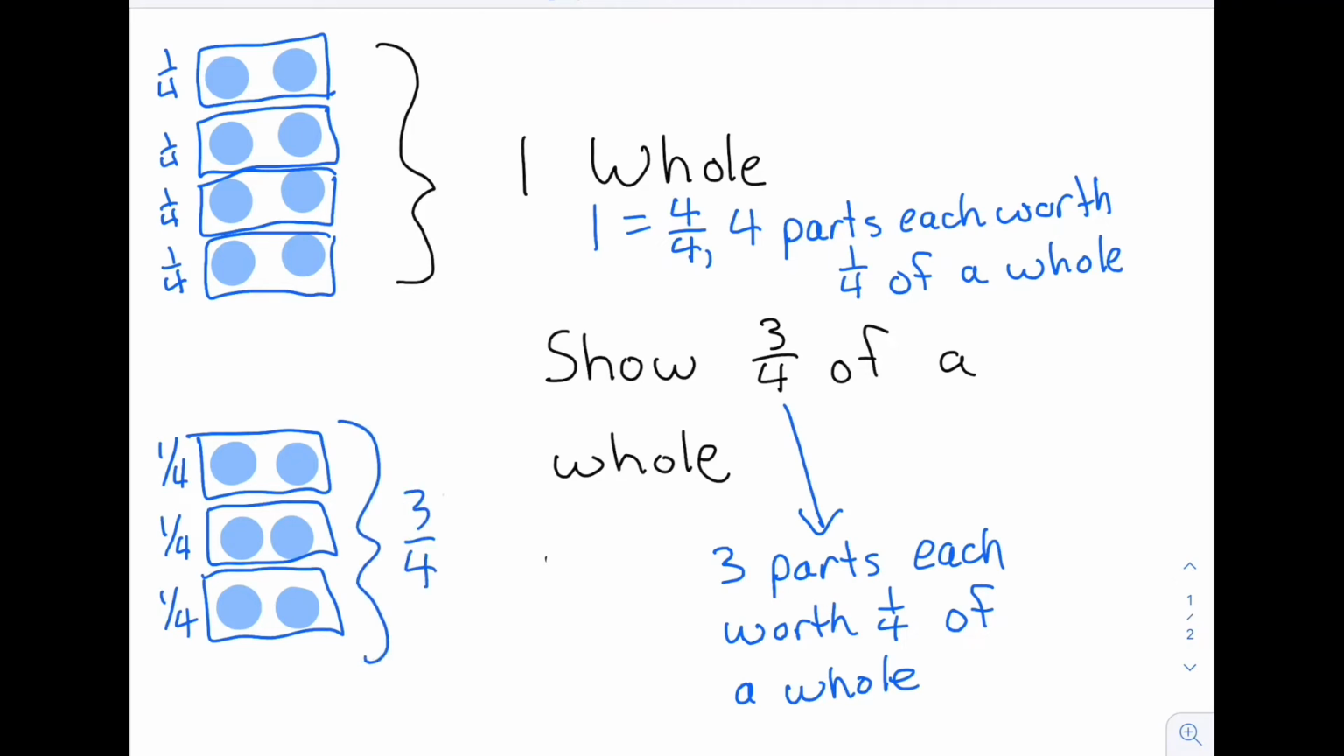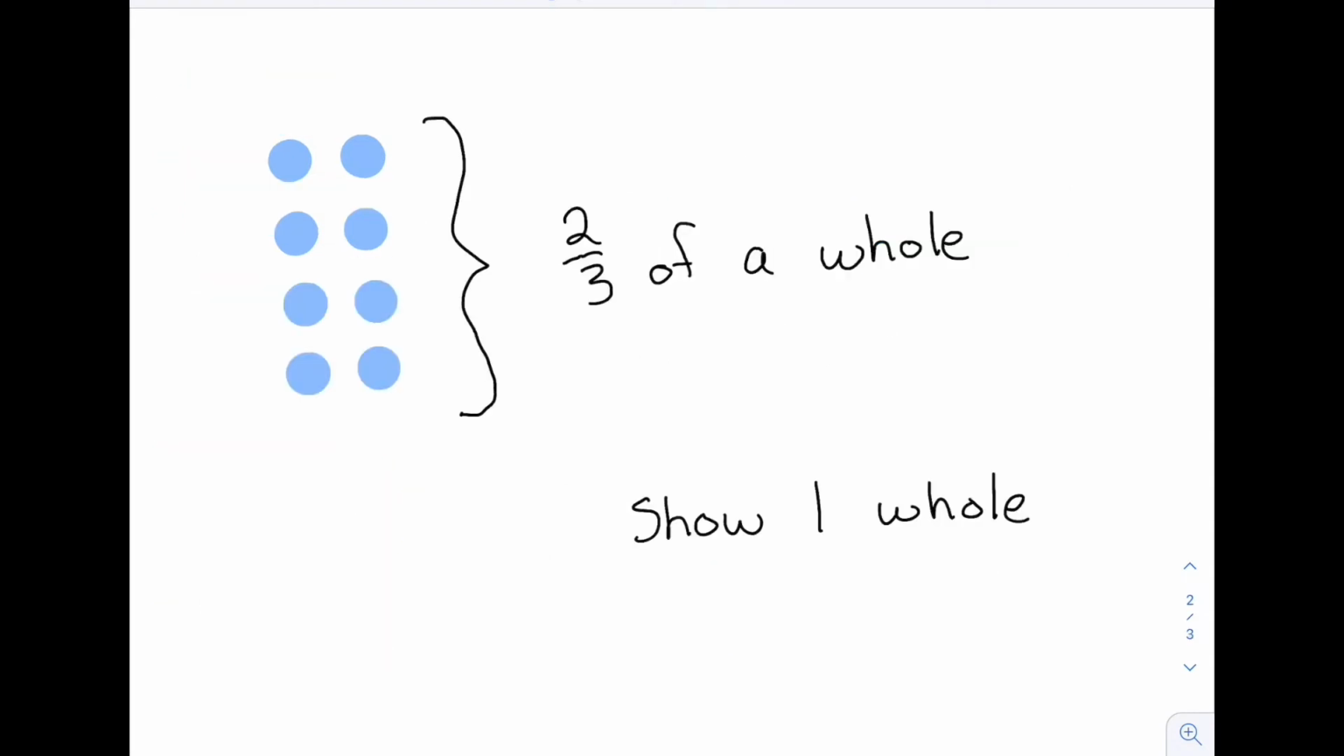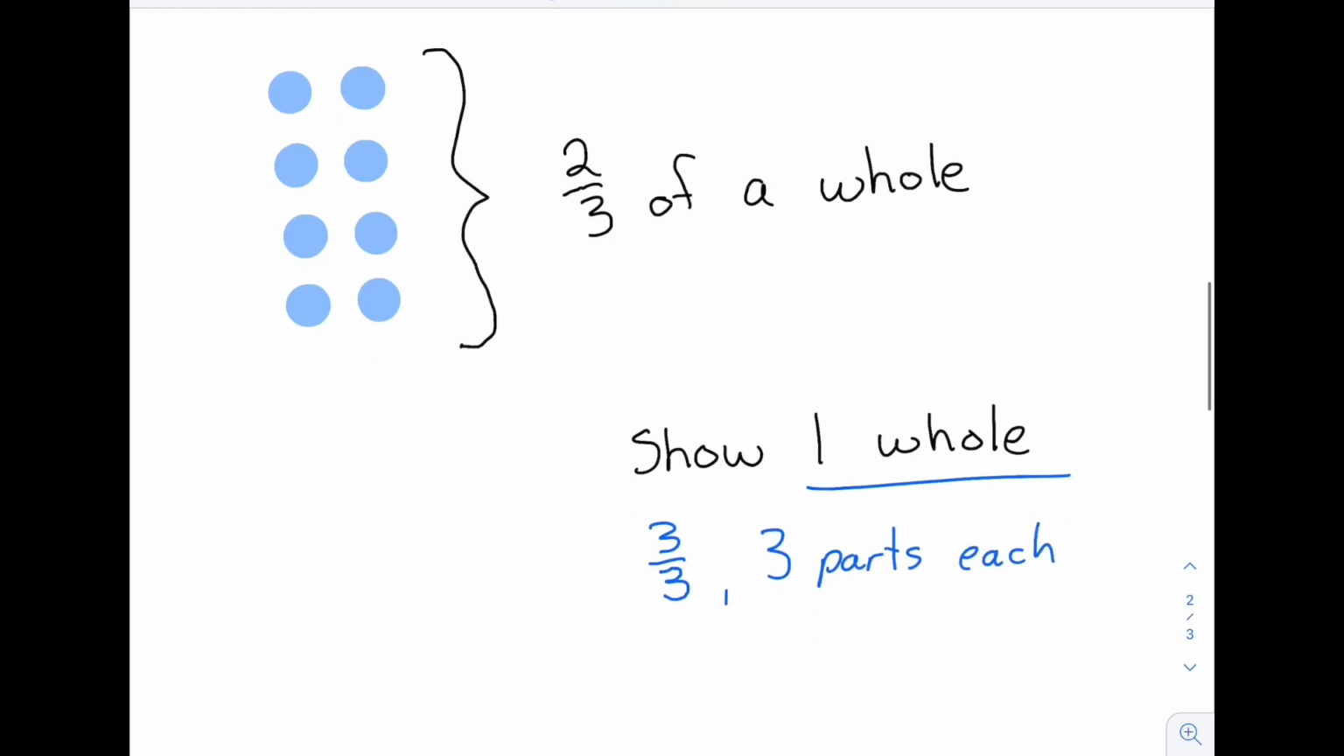That example was pretty easy because we were given one whole. Let's draw the same set, but define it in a different way. So again, we want to think about the one whole in terms of thirds this time, since we're dealing with 2/3. So we eventually want to show 3/3, which we can think of as 3 parts, each worth 1/3 of a whole.